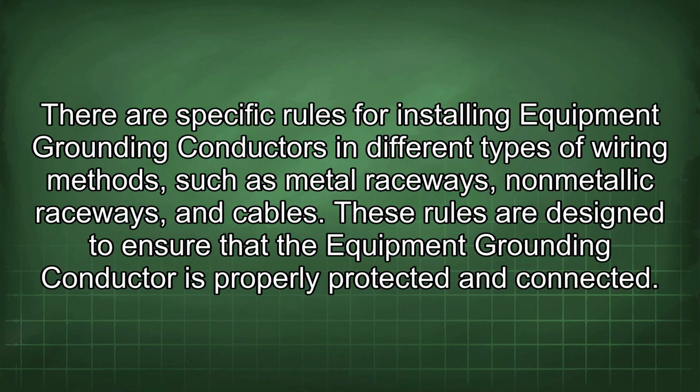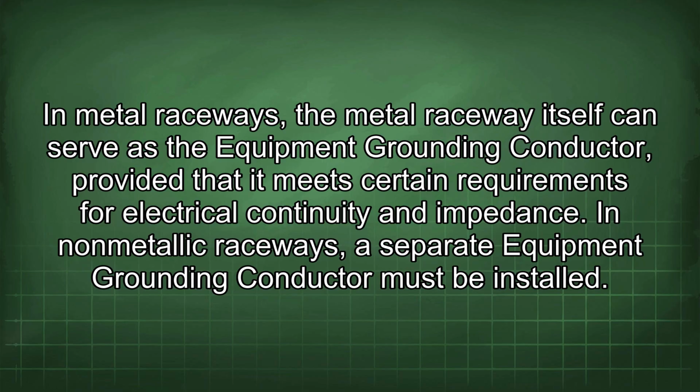There are specific rules for installing equipment grounding conductors in different types of wiring methods, such as metal raceways, non-metallic raceways, and cables. These rules are designed to ensure that the equipment grounding conductor is properly protected and connected. In metal raceways, the metal raceway itself can serve as the equipment grounding conductor, provided that it meets certain requirements for electrical continuity and impedance. In non-metallic raceways, a separate equipment grounding conductor must be installed.